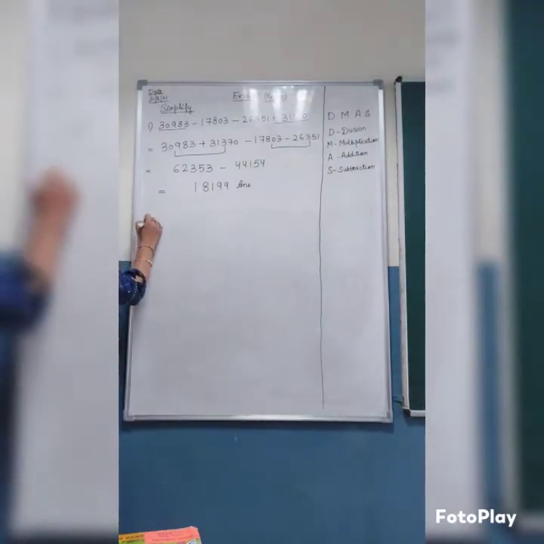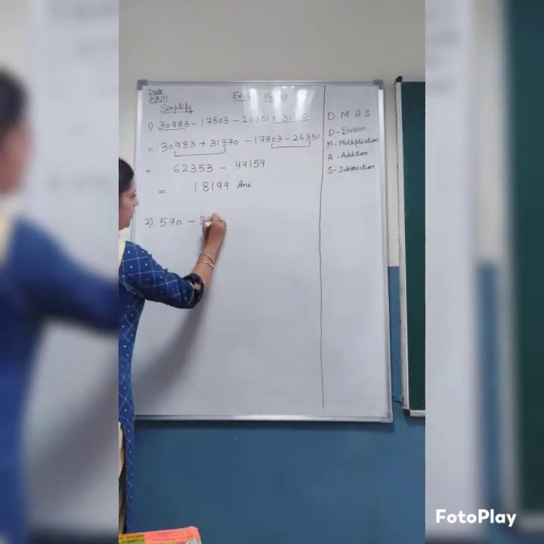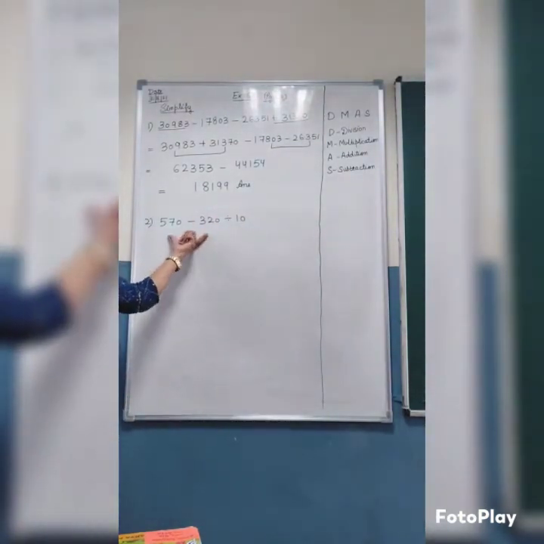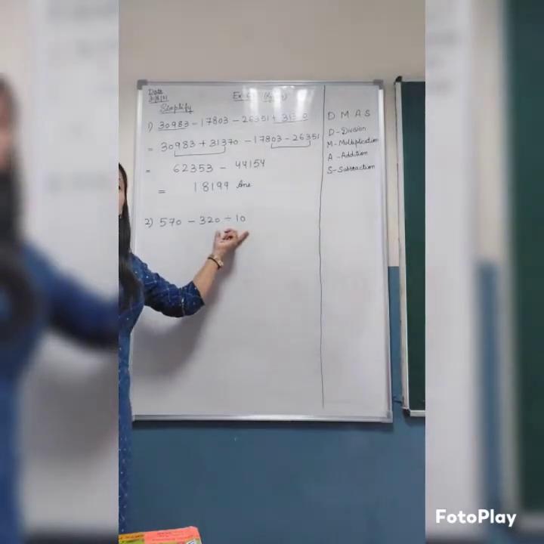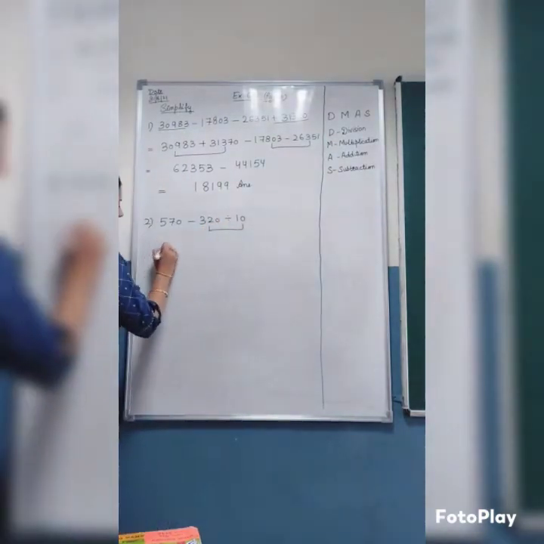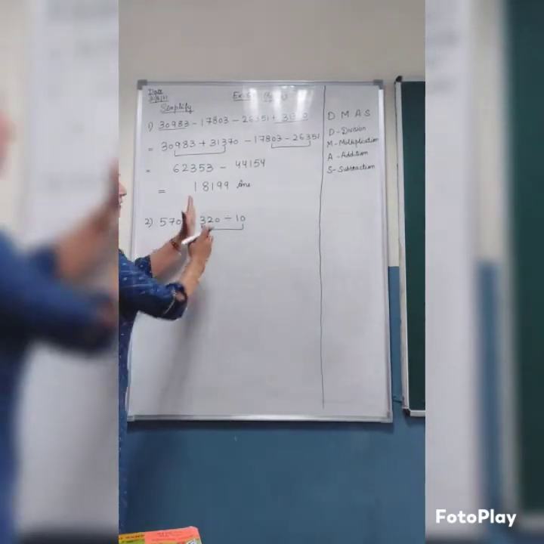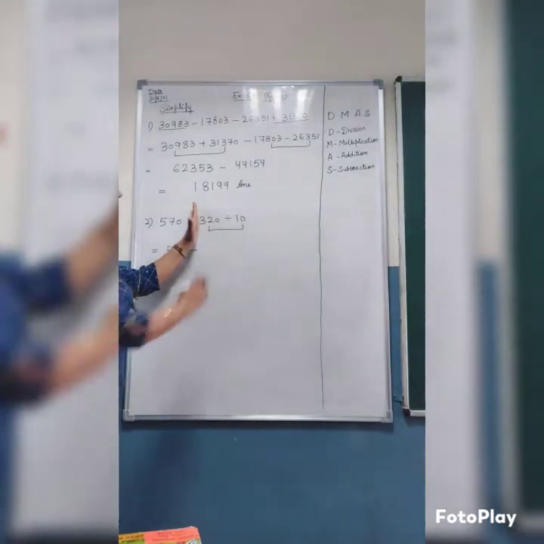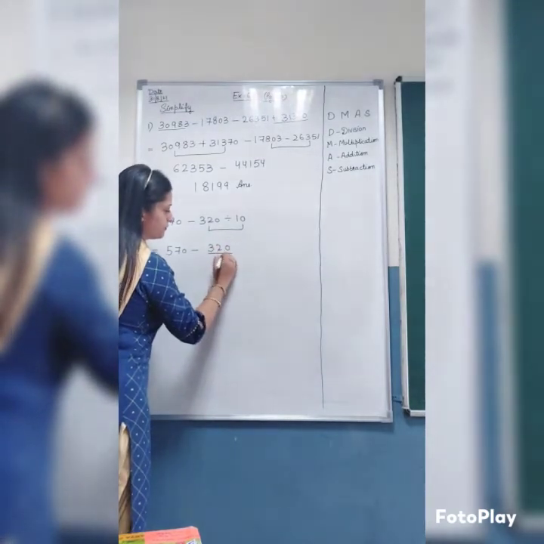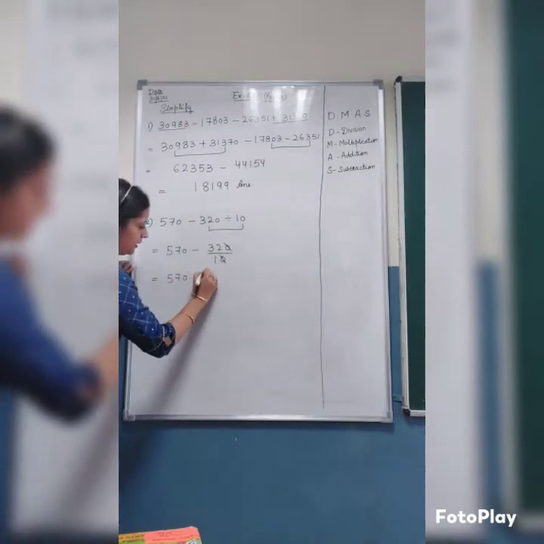Next question is 570 minus 320 divided by 10. Now there are 3 numbers. These 2 numbers are to be subtracted and these 2 numbers are to be divided. So first of all, we have to divide. Write this number as it is, and also write the subtraction sign. Then divide these 2 numbers: 320 divided by 10. Cancelling the 0, we are left with 32 only.